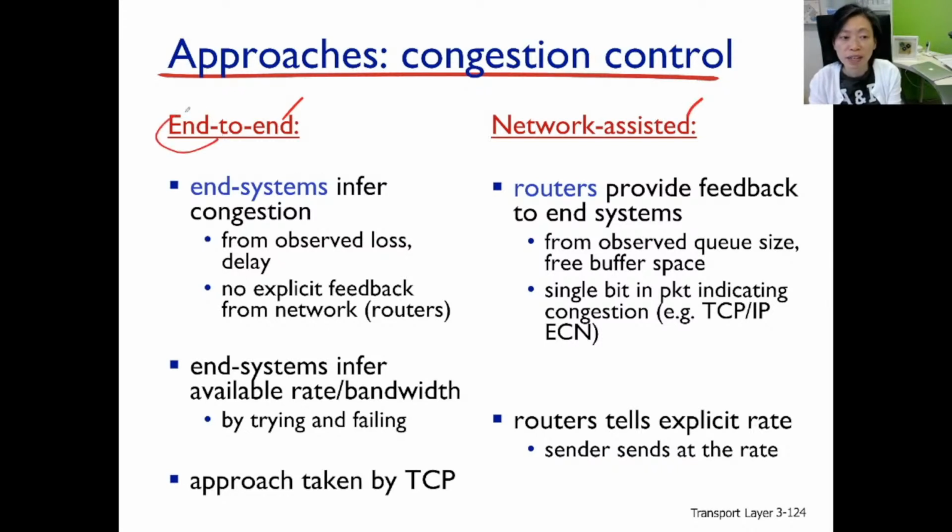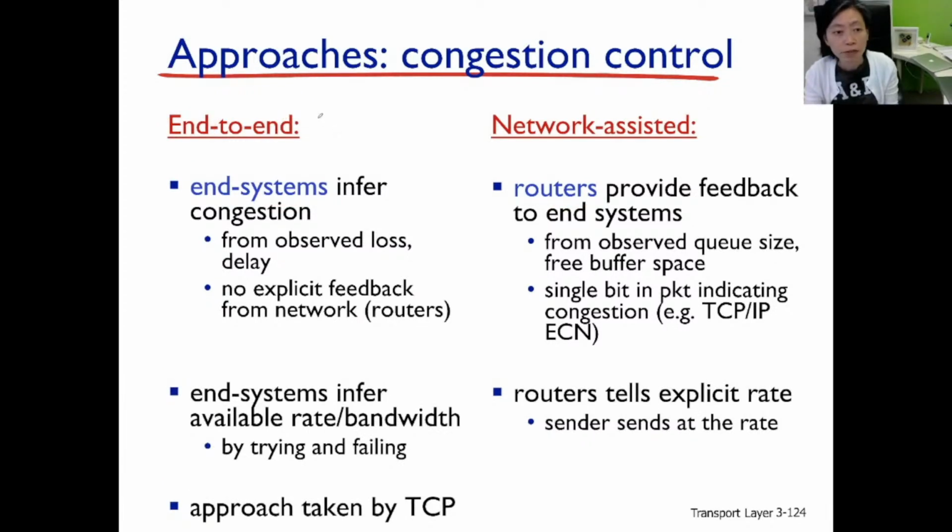Now, from the name of it, you probably guessed. End-to-end means the end systems are doing much of the work, detecting congestion and informing the traffic source to slow down. Network-assisted, on the other hand, asks the routers to do all this work instead. Let's first focus on the end-to-end approach. In this approach, the end systems will need to infer if there's congestion occurring inside the network.